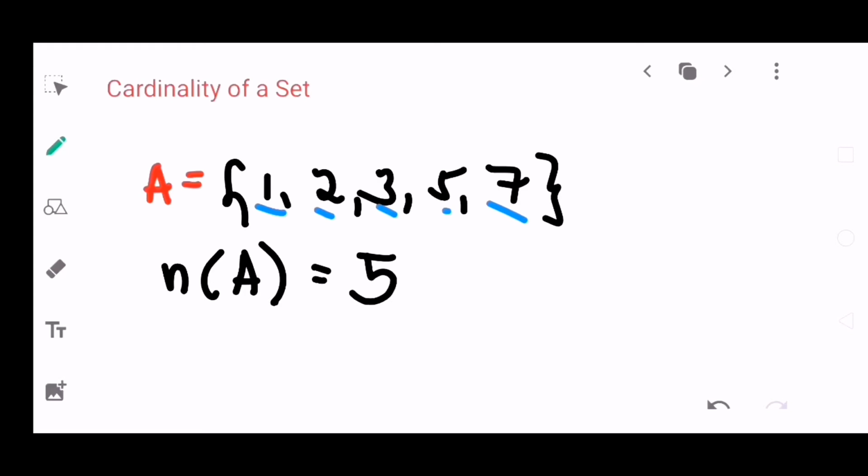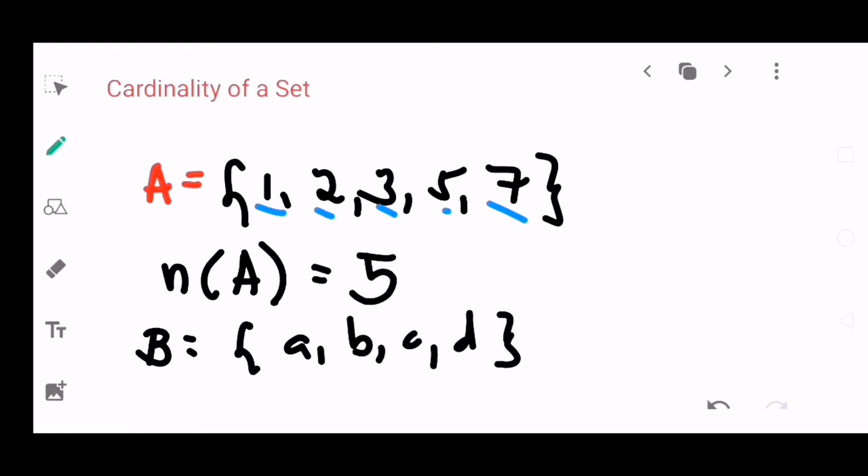Now let's have another one. Let's say, for example, we have set B containing A, B, C, D. Here, how many elements do we have? We have 4 elements. So therefore, the cardinality of set B is equal to 4. Now we will use this idea later once we move to the different types of sets.